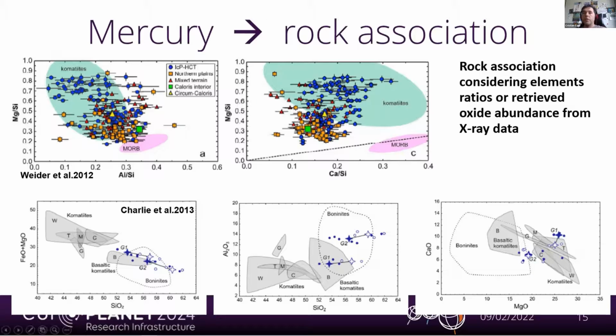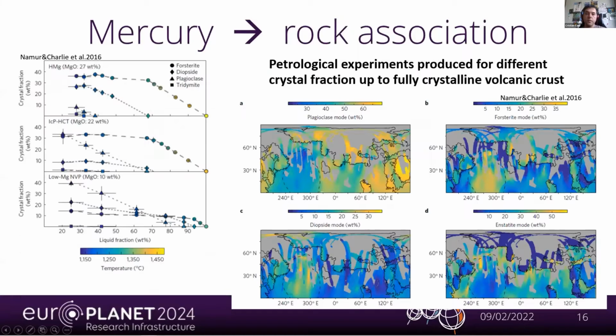This was partially confirmed even considering the relationship between aluminum and silica. Whereas when we start to compare calcium and magnesium, we start to move to something that is in between. So the boninites are not the best candidate because generally they have lower calcium with respect to what we have retrieved, and lower magnesium with respect to what we have seen or calculated from X-ray information, whereas the range of calcium is more or less compatible for both boninite and komatiite.